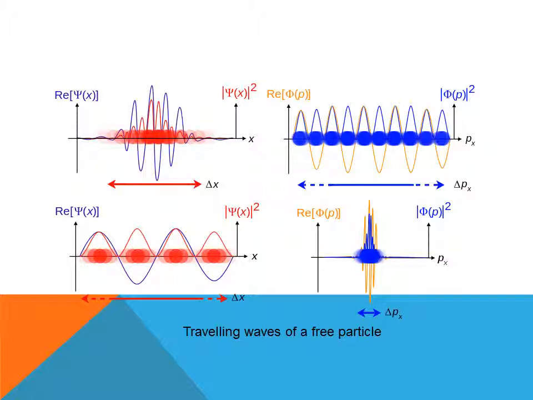Here we can see the traveling waves of a free particle. We can see the spark in this figure, and here on the x-axis, psi of x squared and psi of x in real terms, we can see this wave function of the particle.